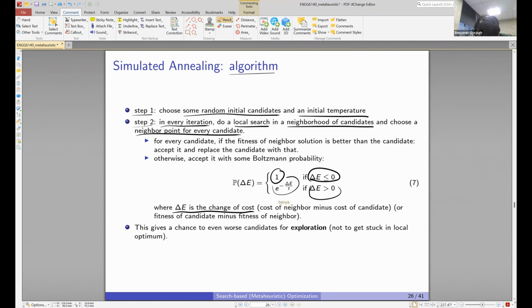Why do we do that? This gives a chance to even worse candidates for the sake of exploration. If we only replace the candidate solutions with better solutions, we might get stuck in the local optimum, which most of the metaheuristic optimization algorithms are prone to, right? So we need to have exploration. We need to give a chance to even worse solutions a bit in order not to get stuck in the local optimum. So this is the philosophy behind it.